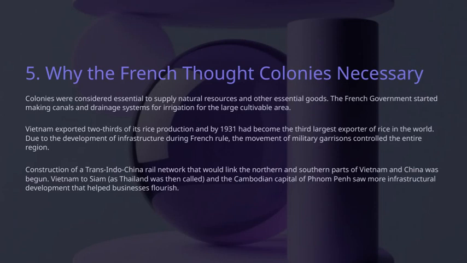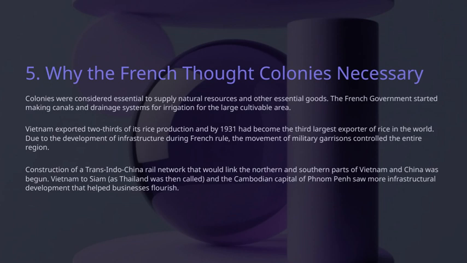Let's talk about the construction of a trans-Indochina rail network that was initiated during this period. This network aimed to connect the northern and southern regions of Vietnam and China, which really helped facilitate movement and trade across these areas. At the same time, there was significant infrastructural development in Vietnam's southern regions, particularly in places like Siam, which is now known as Thailand, and the Cambodian capital, Phnom Penh. These developments played a crucial role in supporting and encouraging business growth throughout the region.